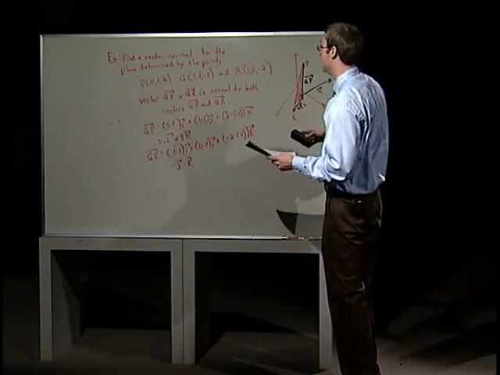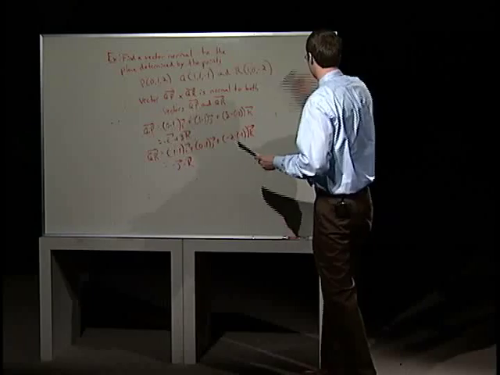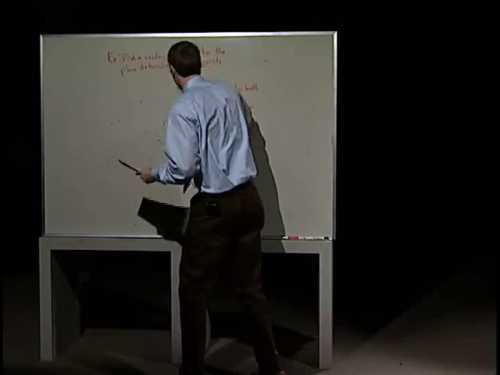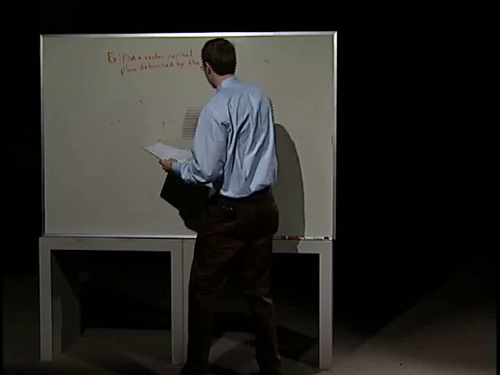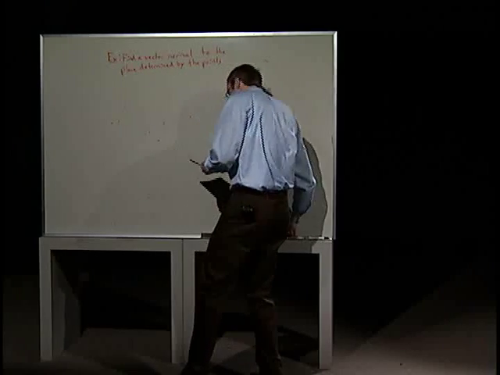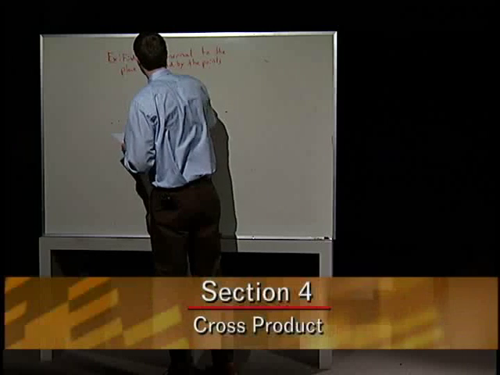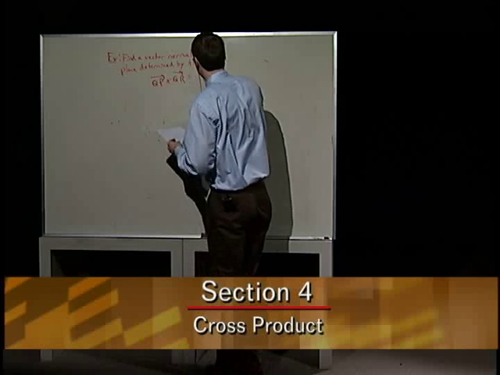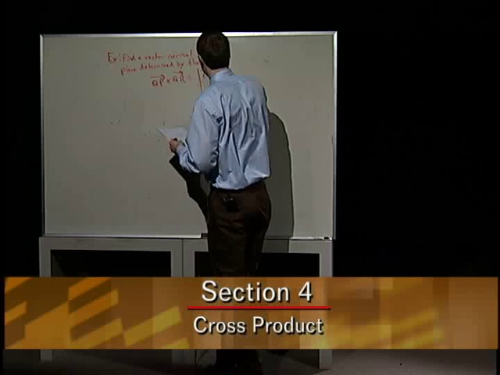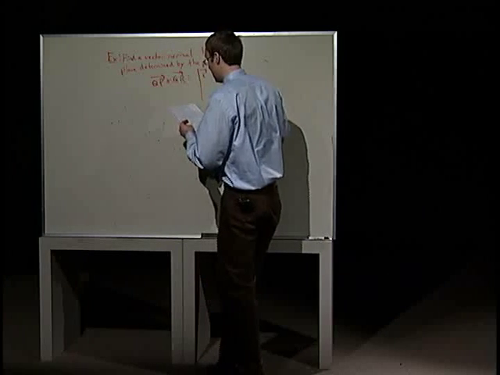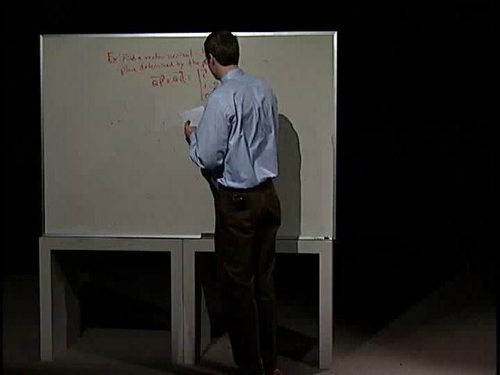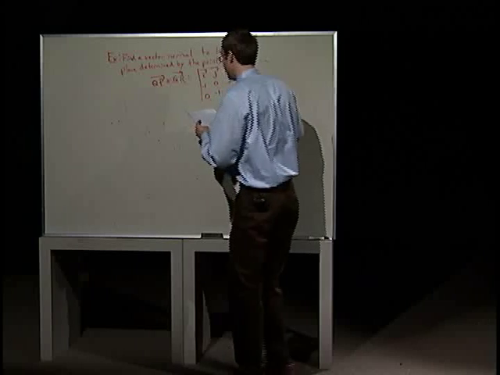So let me erase this, and let's come up here and keep going with this. All right, so we need the cross product. So we need QP cross QR. And again, we'll make our 3 by 3 determinant. Let's see, so we have negative 1, 0, and 3, and 0, negative 1, and 1, like that.